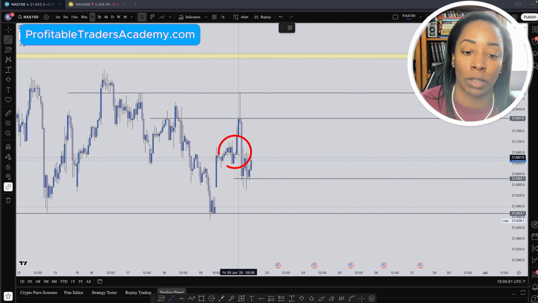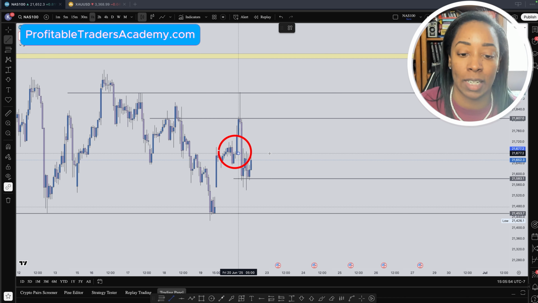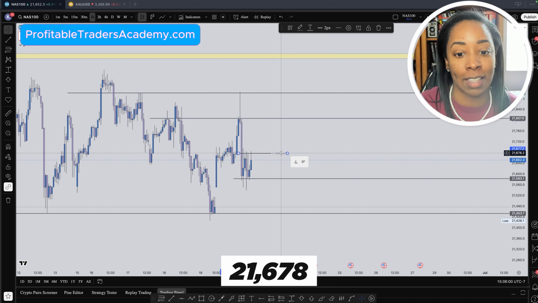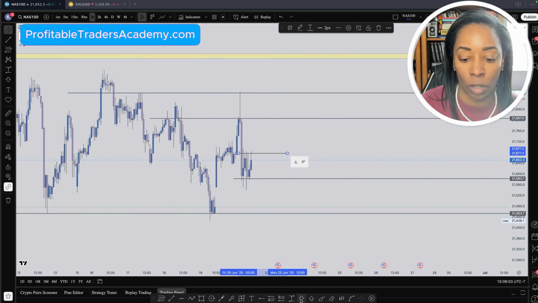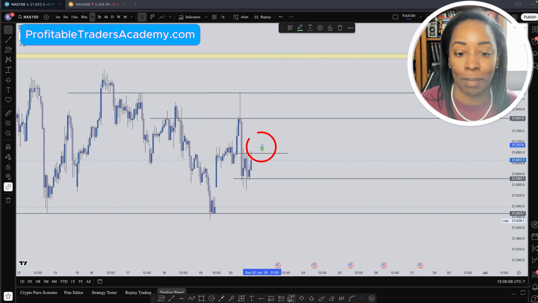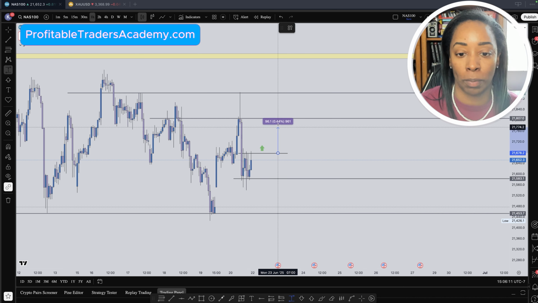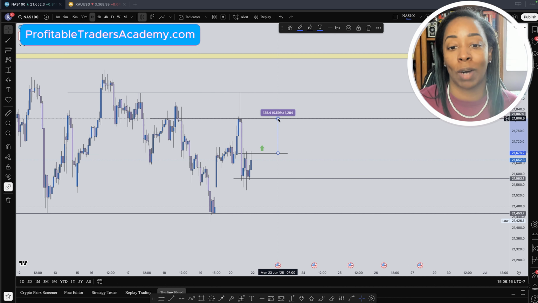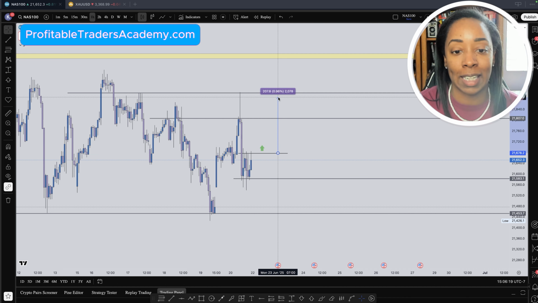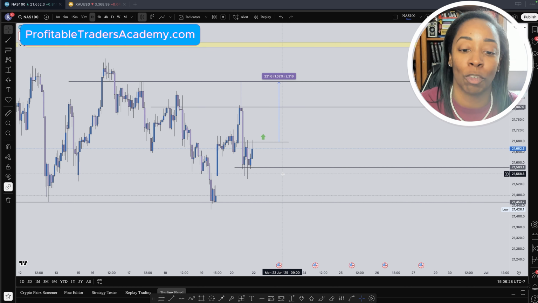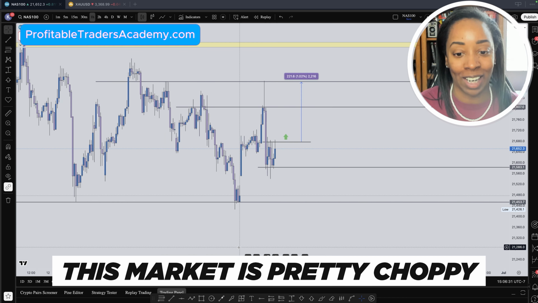Okay, so now that we have some zones, now we come up with our game plan for this upcoming week, and I'm just going to mark off this level right here. So this level is sitting at 21,678. So basically what I'll be looking for are buys and sells. So I'll be looking for buys above this level, basically targeting this previous high. So going from here to here, and this is 128 points inside of this market. For whatever reason, if price continues to push up with momentum, like we see it did off to the left with that wick, then this is a potential 221 point move. So definitely a lot of points to be gained here inside of this market, and this market is pretty choppy.